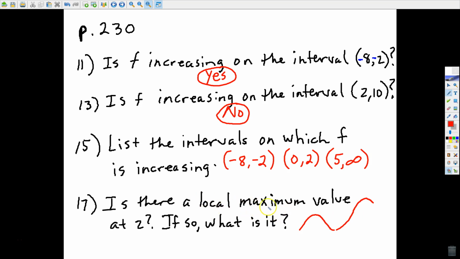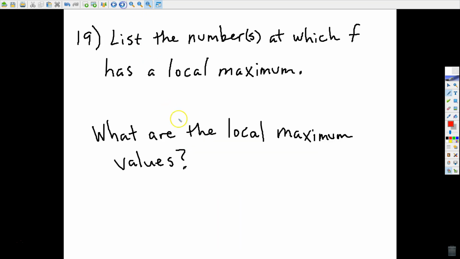So the answer to this, is there a local maximum value at 2? Well, there certainly is, because that represents a turning point from increasing to decreasing. And the value that it's looking for, first of all, we'll say yes. The value is going to be the y coordinate of that turning point. So at 2, the y coordinate is 10. When it's asking for a maximum or minimum value, you're going to use just the y coordinate of that ordered pair.